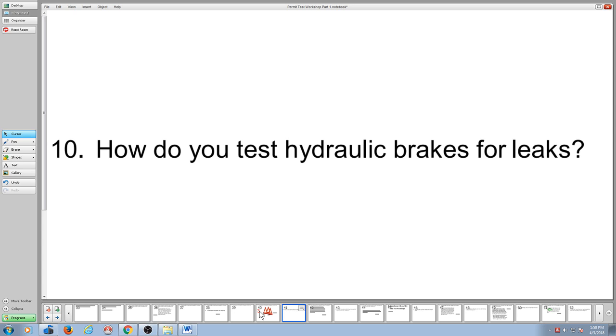How do you test hydraulic brakes for leaks? You have to push 3 times and then push it for 5 seconds. If it just comes back or something, it tells you something is wrong with the brakes. Hold it down for 5 seconds, see if it keeps the pressure. Yeah, that sounds about right to me.